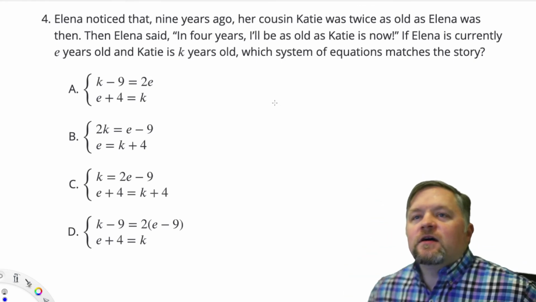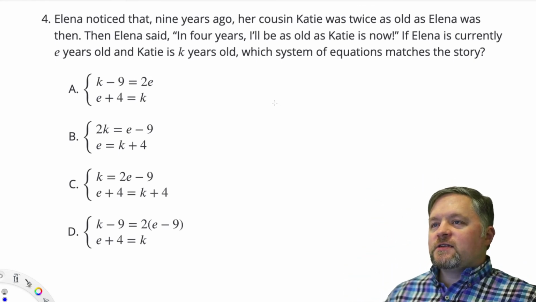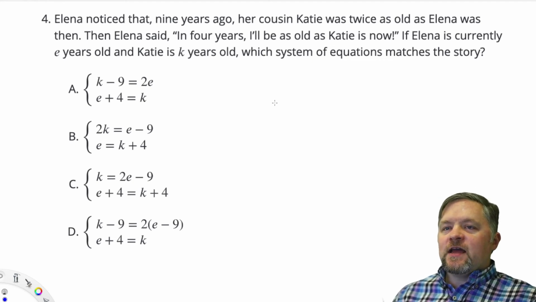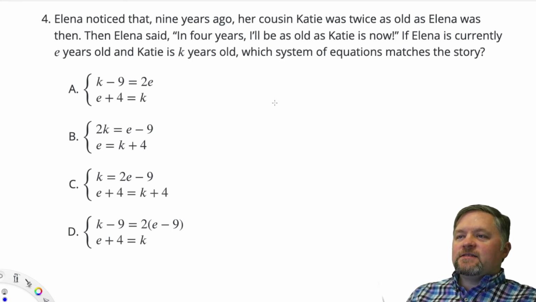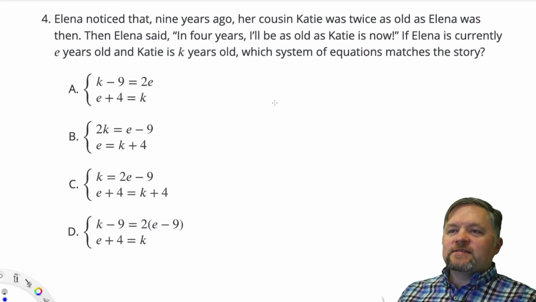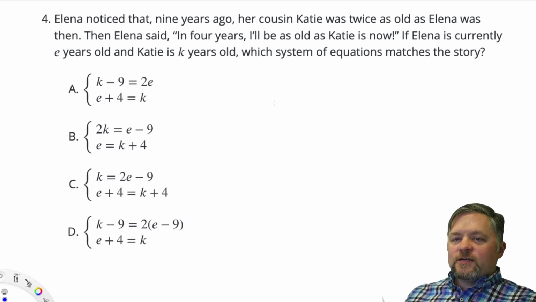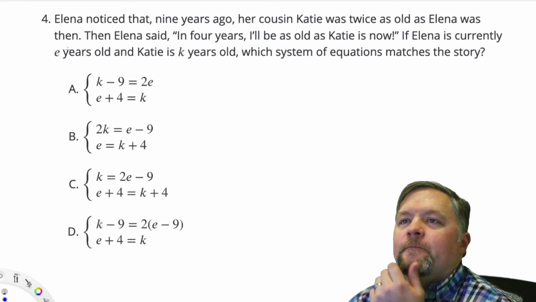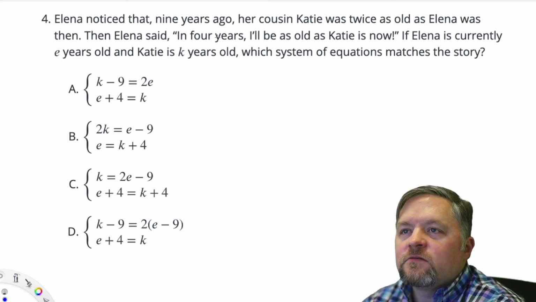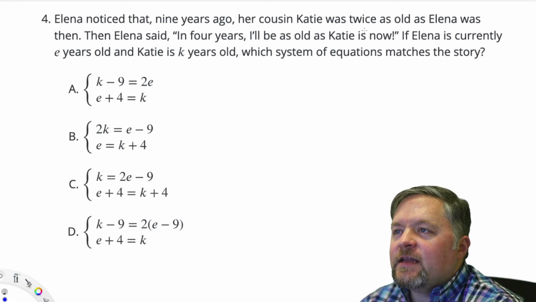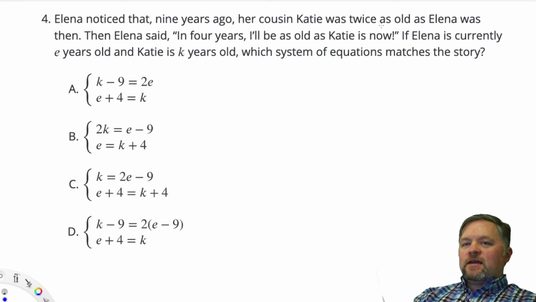Okay, next one. Elena noticed that 9 years ago her cousin Katie was twice as old as Elena was then. Then Elena said in 4 years, I'll be as old as Katie is now. If Elena is currently E years old and Katie is K years old, which system of equations matches the story? Elena noticed that 9 years ago, her cousin Katie was twice as old as Elena was then.